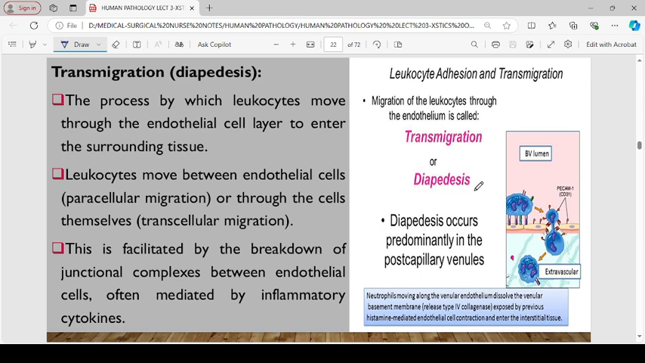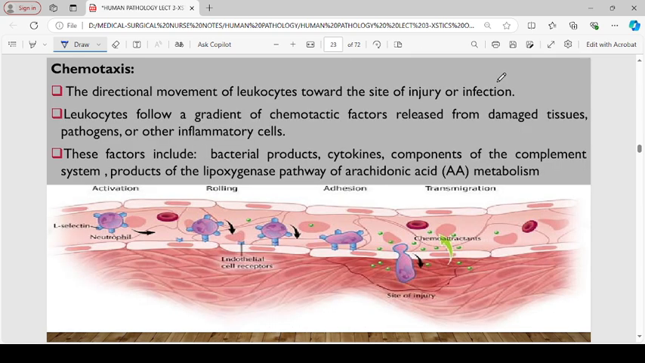is what we refer to as transmigration. Leukocytes move between endothelial cells, this is paracellular migration, or through the cells themselves, transcellular migration. This is normally facilitated by breakdown of junctional complexes between endothelial cells, often mediated by the inflammatory process. Remember, migration of leukocytes through the endothelium is referred to as transmigration or diapedesis, right? Diapedesis occurs predominantly in the post-capillary venules.